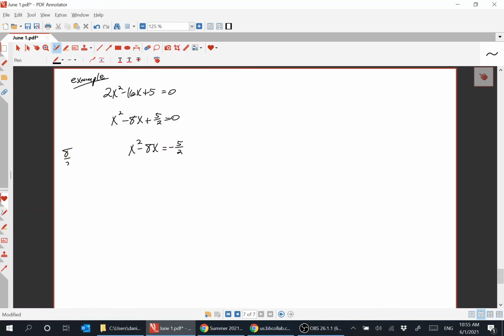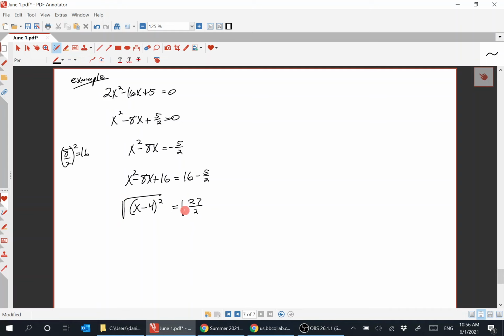8 over 2 is 4, and square it, you get 16. Add 16 to both sides. This is a perfect square, x minus 4 squared. All right, square root of 16 is 4. And because this is a minus rather than a plus, it's x minus 4 squared. 32 halves minus 5 halves. 32 minus 5 is 27.